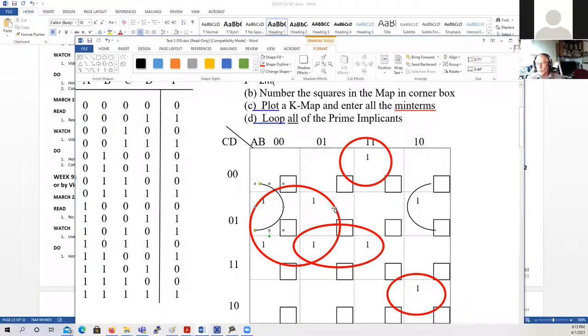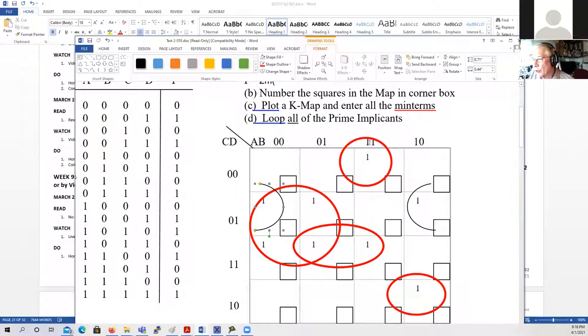Okay, so now we have one group of four, two groups of two, and two groups of one, one along with this one. So we're going to have one, two, three, four, five terms. One term, so these terms will have all four of the independent variables in them. The group of two will drop a variable, so they'll have three. So we'll have two four-variable terms, two three-variable terms, and one two-variable term. Now, what are they? Well, we just look.